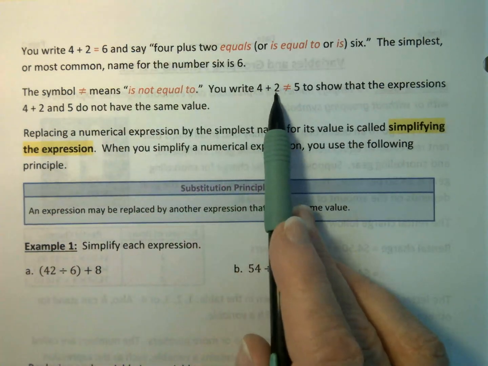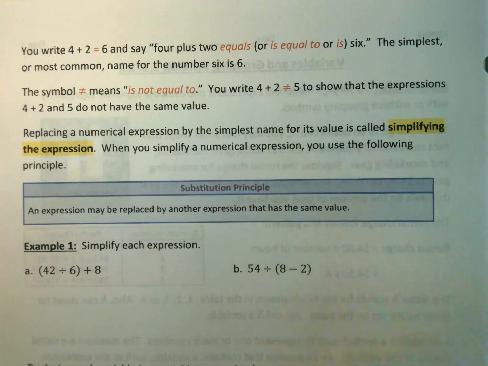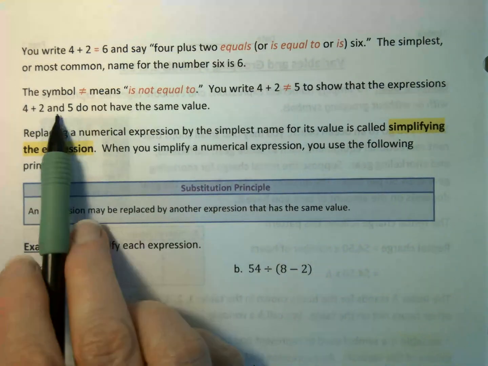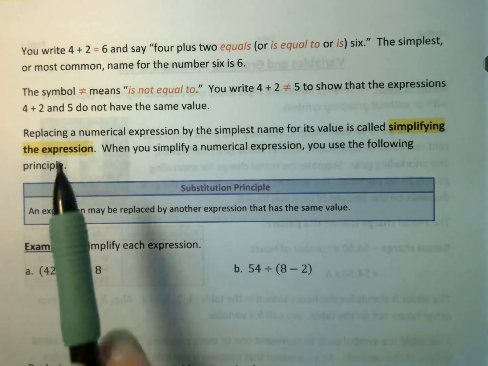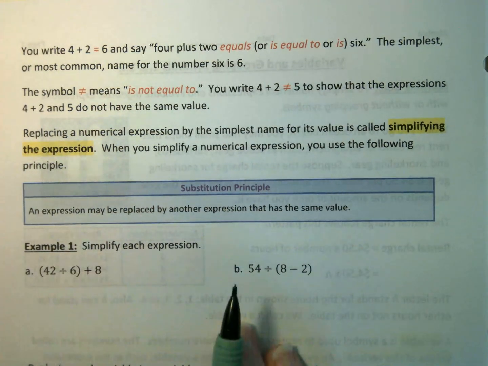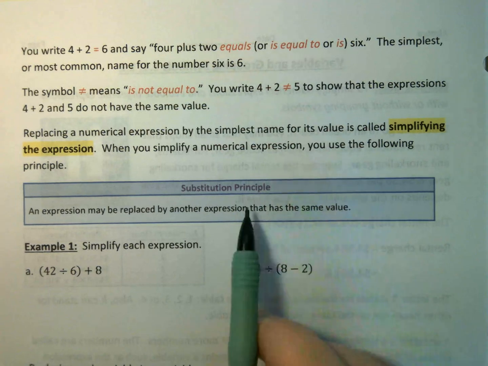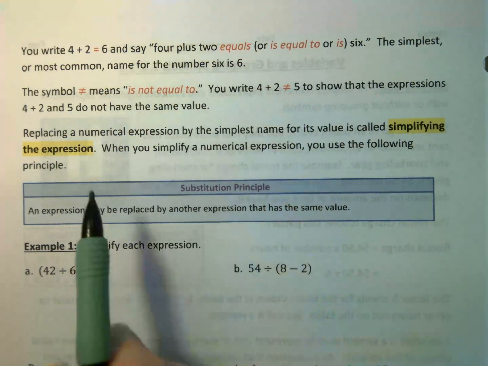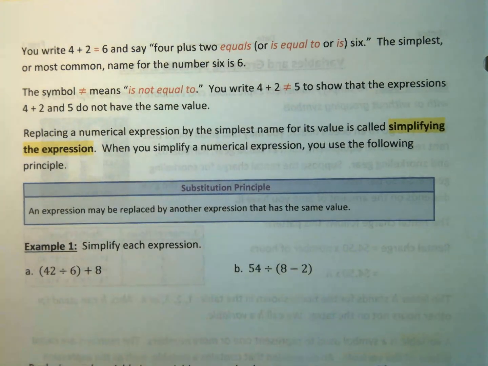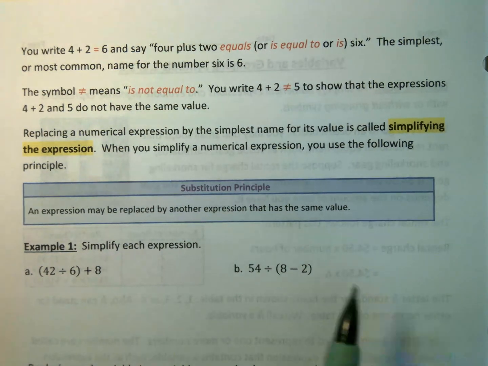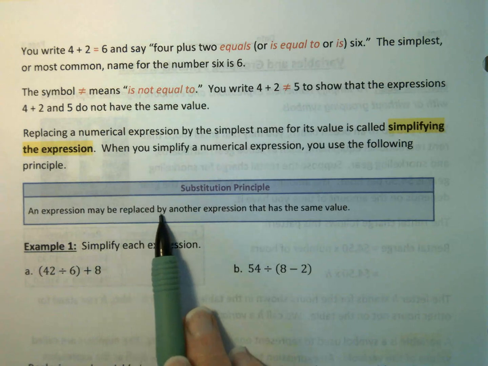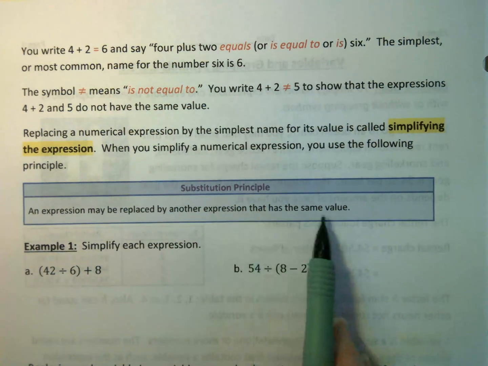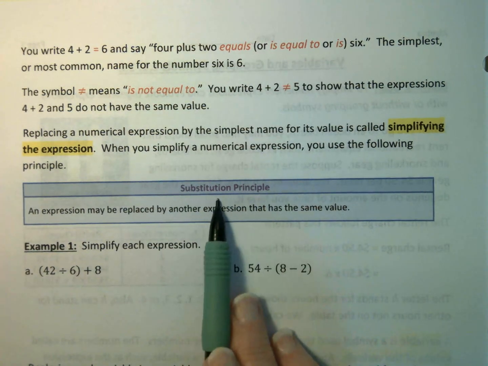So you would write 4 plus 2 is not equal to 5 to show that the expressions 4 plus 2 and 5 do not have the same value, because the value of 4 plus 2 is 6. Replacing a numerical expression by the simplest name for its value is called simplifying the expression. When you simplify a numerical expression, you use the following principle. An expression may be replaced by another expression that has the same value. So that's the substitution principle.